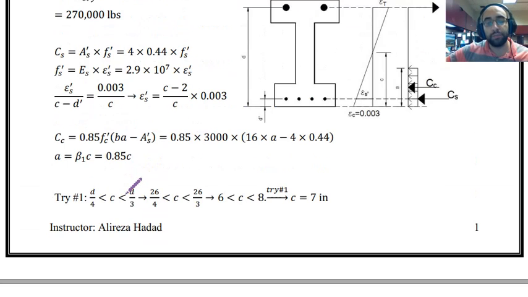So we said for the first try, because at the beginning we have no information about the section and forces, we have to just make an assumption, and it is completely based on the experiences that most structural designers had. It is better to begin with d over 4 and d over 3, so C should be between these two values in the beginning, and then based on the check that we have at the end of the first try, we can get closer to the correct or accurate value for C.